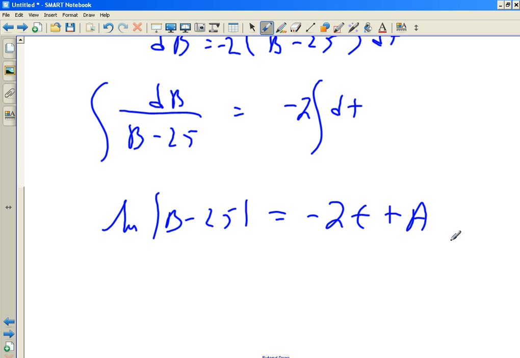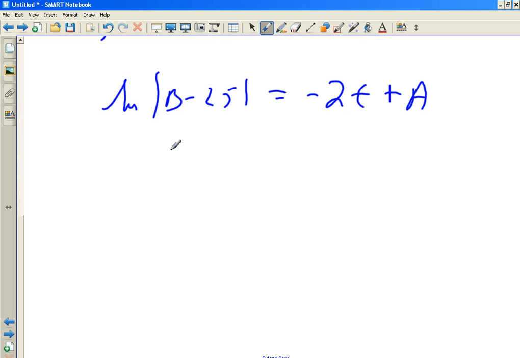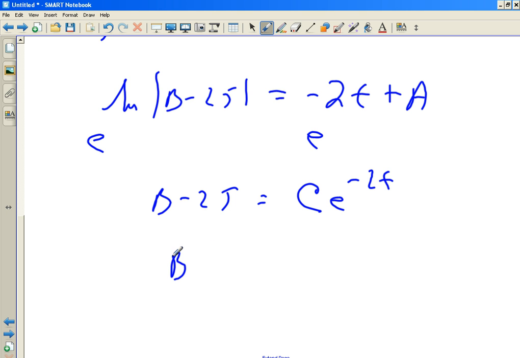Okay, now what? E to the? Okay. So you got b minus 25 equals? Yeah, that's unfortunate, isn't it? All right, I'm going to go to c. E to the negative 2t. I would have done b usually, but that's not a constant. That's a variable in this problem. All right, so c is a constant. And so to get b alone, you just add 25, and there's your general solution. B as a function of t is 25 plus c e to the negative 2t.